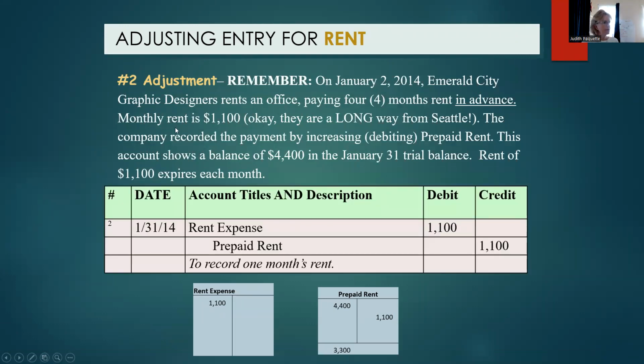They prepaid rent for 4 months. So they had $4,400 in the prepaid rent account. Now 1 month has gone by. And you know already that this $4,400 represents 4 months. So again, debit the rent expense, credit prepaid rent, all right, for 1 month.